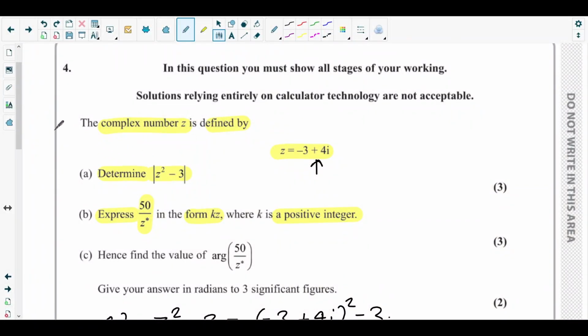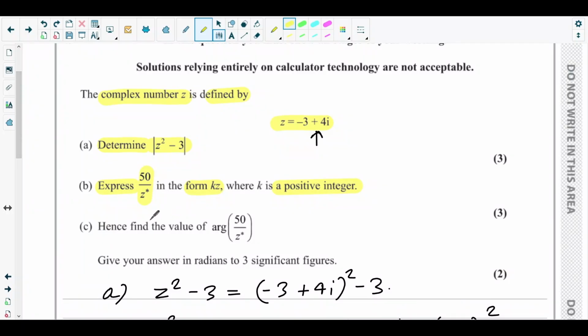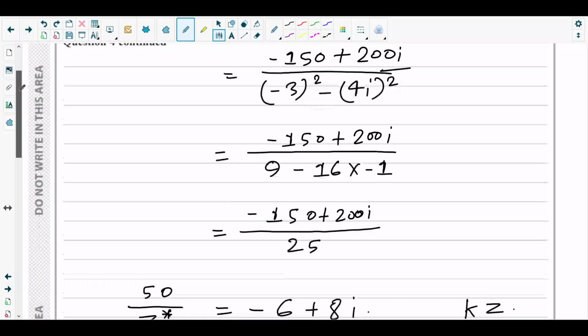Okay, next is part C. In part C, the question is asking, hence find the value of the argument of 50 over z star. Give your answer in radians to 3 significant figures. So we have to find the argument of 50 over z star.